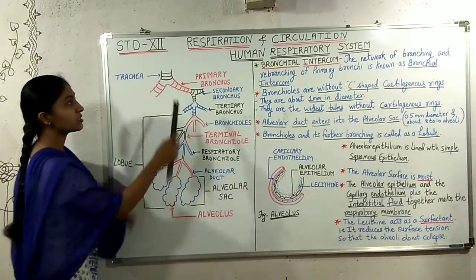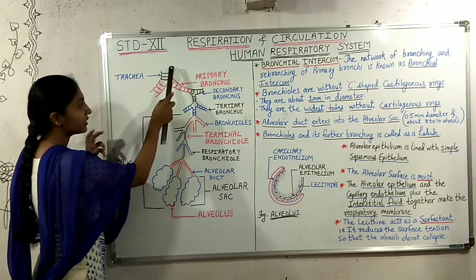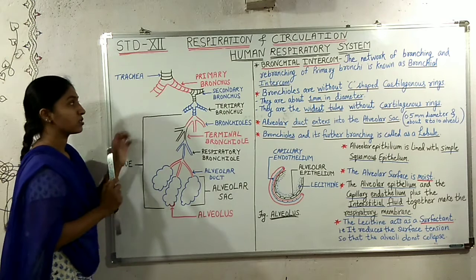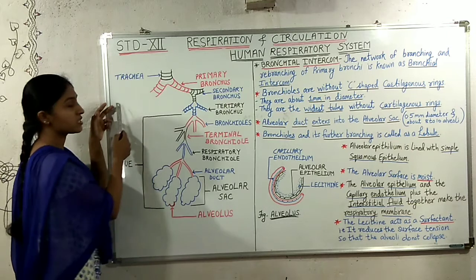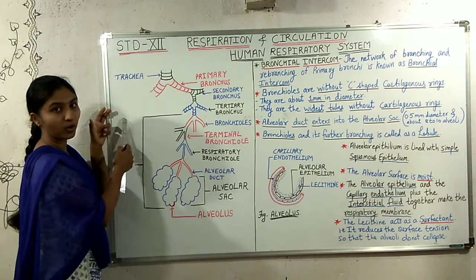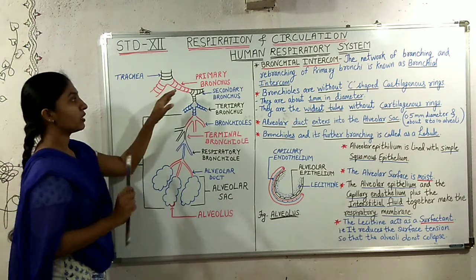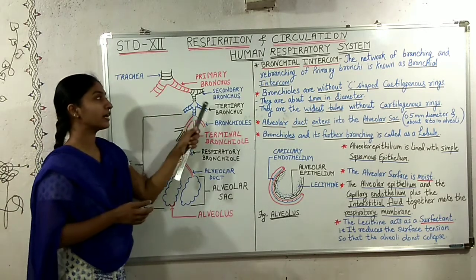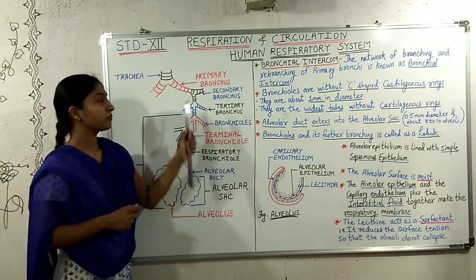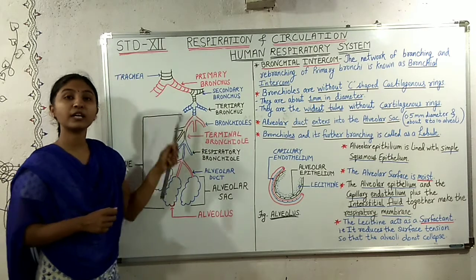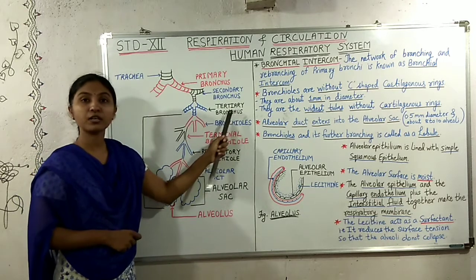Now, as you can see in the picture, this trachea gets divided into two tube-like structures. Those are called the primary bronchi or primary bronchus. The one which enters the right lung is called the right bronchus. The one which enters the left lung is called the left bronchus. Now these primary bronchi further get divided into small tube-like structures. Those are called secondary bronchi. These secondary bronchi further get divided into smaller and narrower tubes. Those are called tertiary bronchi.